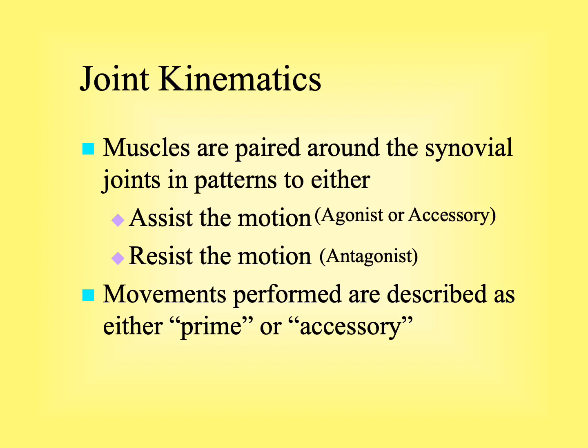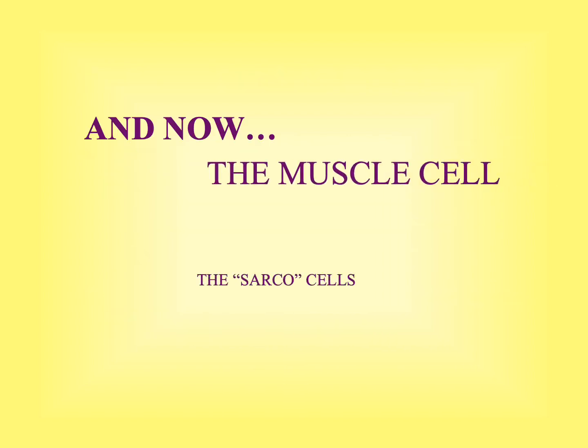The agonist muscle is the muscle that crosses the same joint and provides secondary motion, whereas an accessory muscle is a muscle that can get pulled into the kinematic chain so as to provide a secondary means to perform that specific motion. And so now we're going to work into the cell.